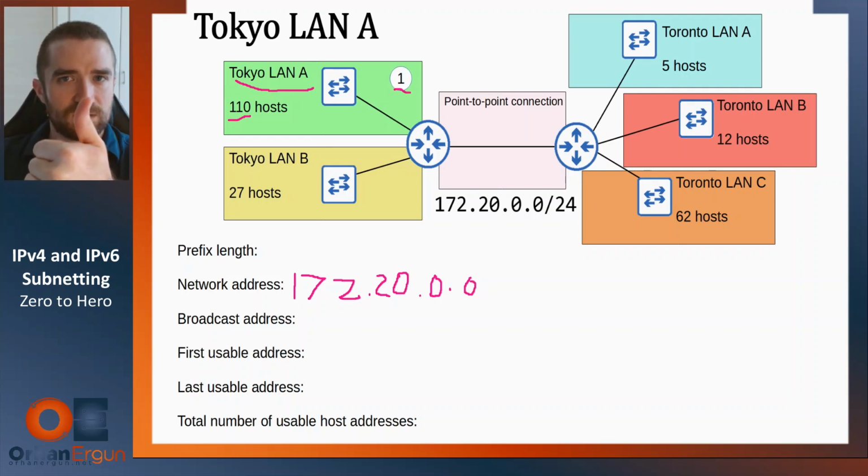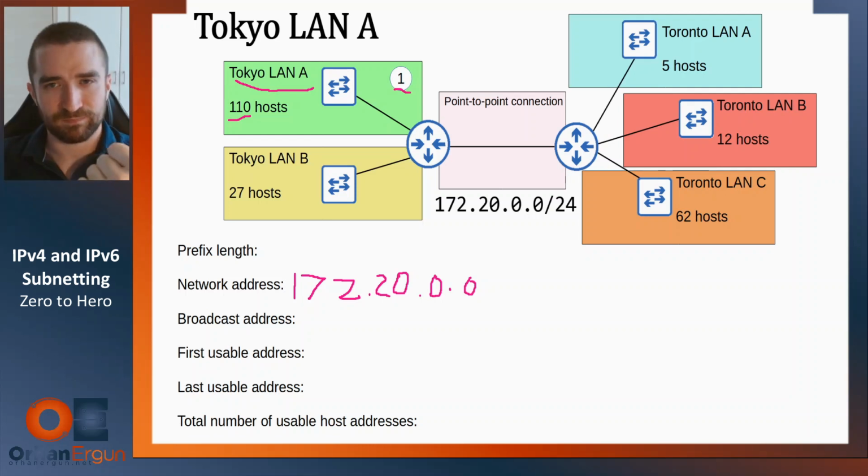One host bit would give us 2 hosts. Actually, not really, because you have to subtract 2, so 0 hosts. 2 host bits gives us 4 minus 2 is 2.